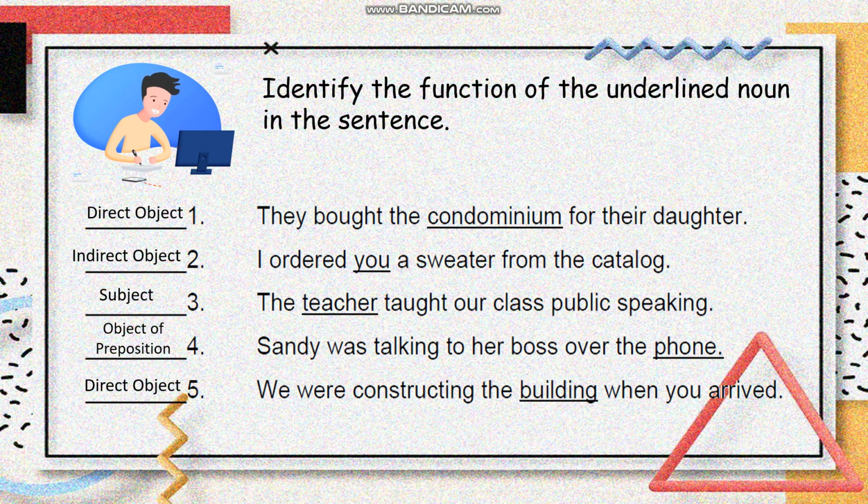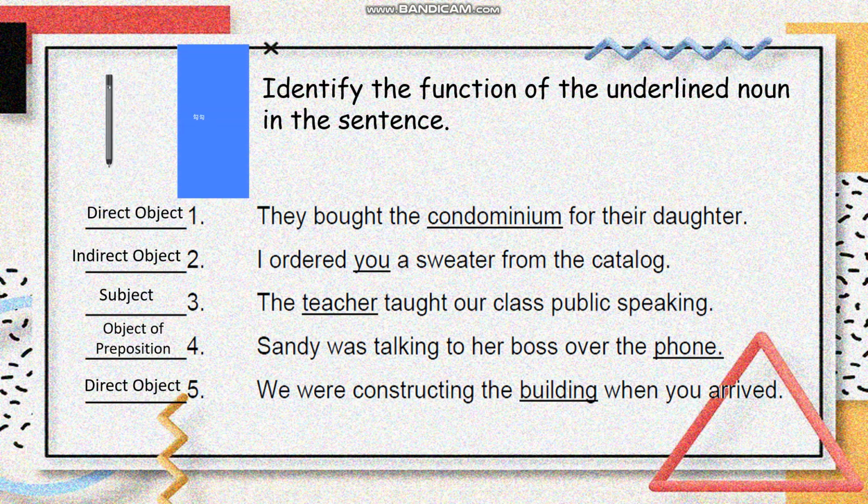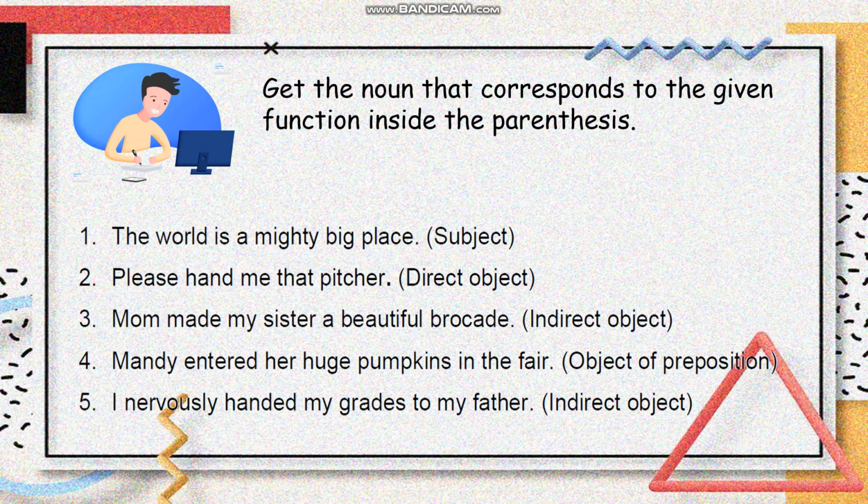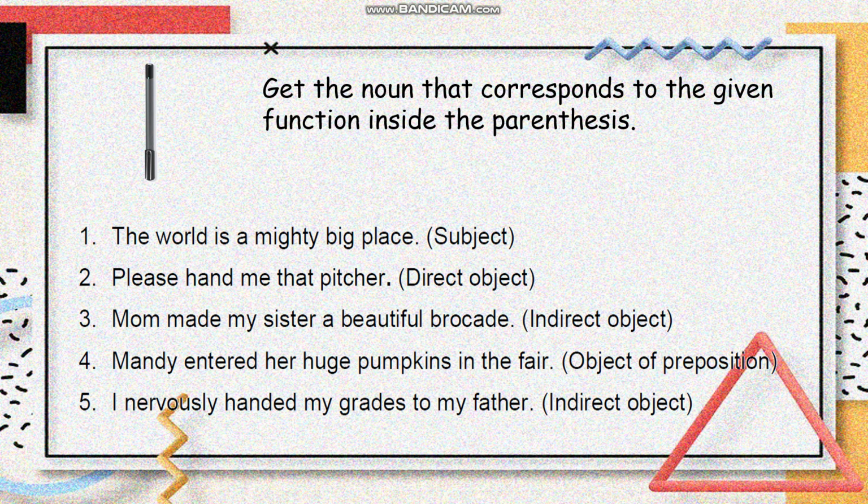Now, if you got 5, congratulations. You can comment down below your score. For the second activity, you just need now to identify in the particular sentence the noun that corresponds to the function inside the parentheses. We have 5 statements again.